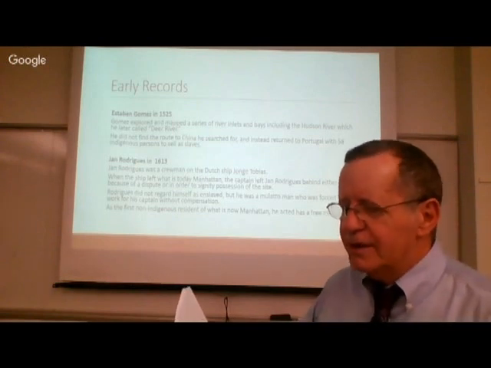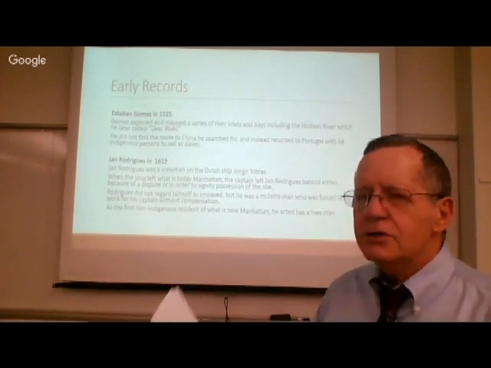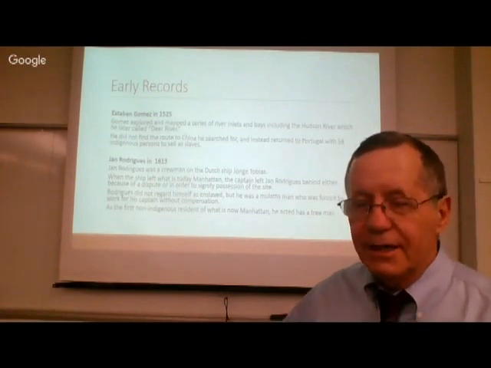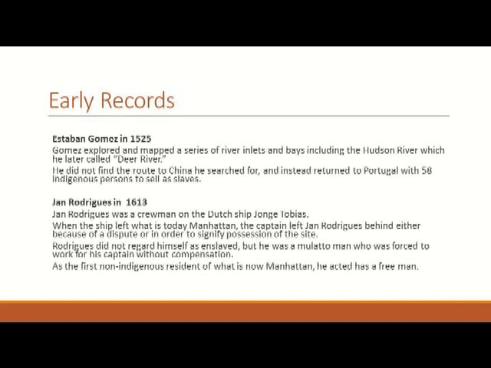He was a crewman on the Dutch ship Young Tobias, which was one of the fleet of Magellan's ships. He split off from Magellan, and when the ship left what is today called Manhattan, he left one crew member named Jan Rodriguez behind, either because of a dispute or in order to signify that he possessed the site.